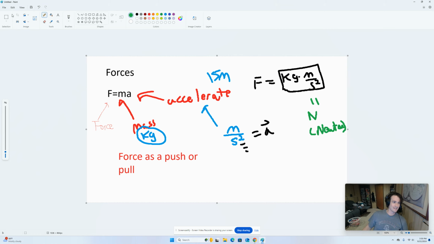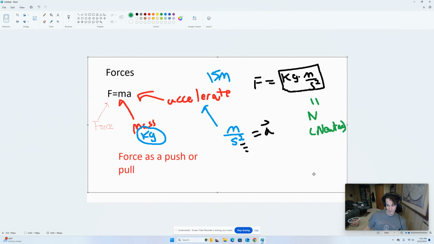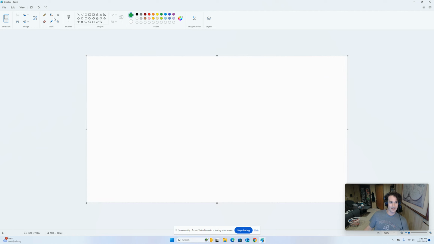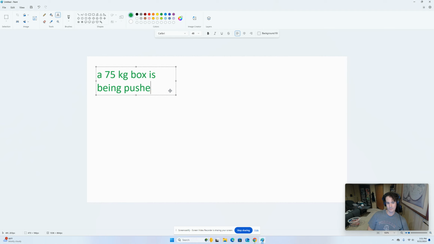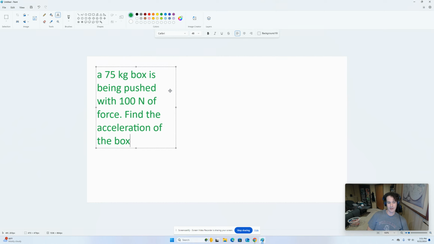So if you take all this, let's nuke this from orbit, shall we? If you want to write this down, you're like, wait, you can always pause and rewind, right? So don't panic. Let's do a practice problem. Let's say you have a 75 kilogram box being pushed with 100 newtons of force. Find the acceleration of the box.